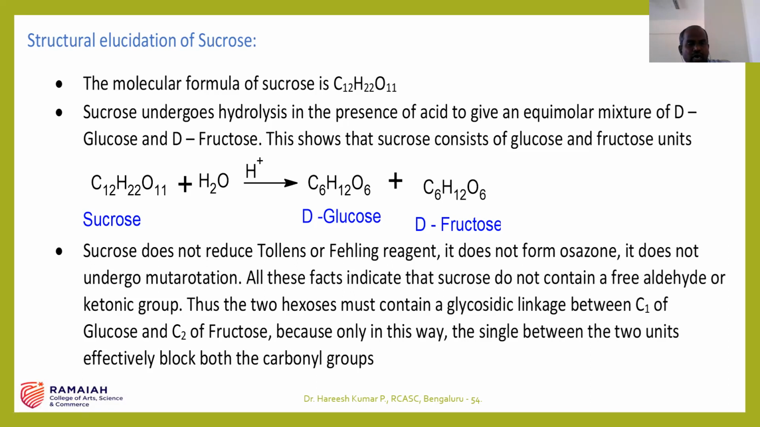When these two are dissolved in water, what will happen? Slowly, alpha-D-glucopyranose is in equilibrium with the open chain structure. Beta-D-glucopyranose is also converted into the open chain structure in solution in water. So what it indicates, if you record the optical rotation, it shows that the optical rotation slowly changes to 52.6.